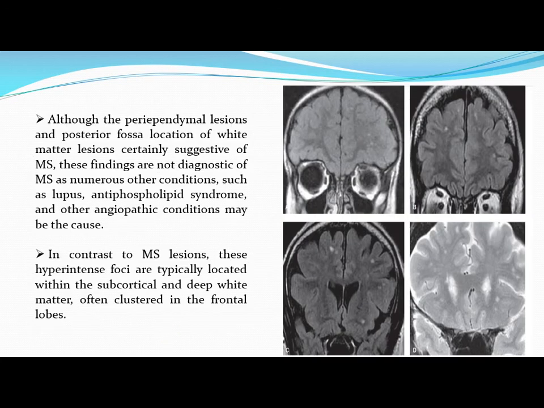Although periependymal regions and posterior fossa location of white matter lesions are certainly suggestive of MS, these findings are not diagnostic of MS, as numerous other conditions such as lupus, antiphospholipid syndrome, and other angiopathic conditions may be the cause. In contrast to MS lesions, these hyperintense foci are typically located within the subcortical and deep white matter, often clustered in the frontal lobe.